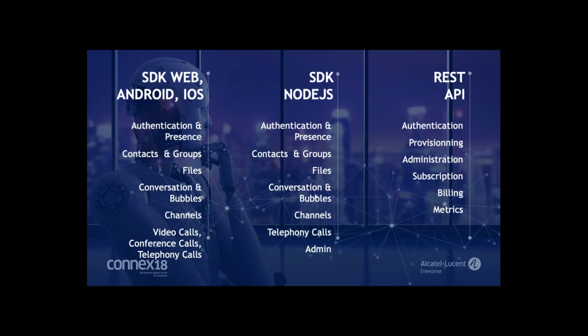And as seen previously, on the other side, you can use our REST API to authenticate, create accounts, and manage the user subscription. So basically, with this API, you can connect your backend to Rainbow and automate user management.